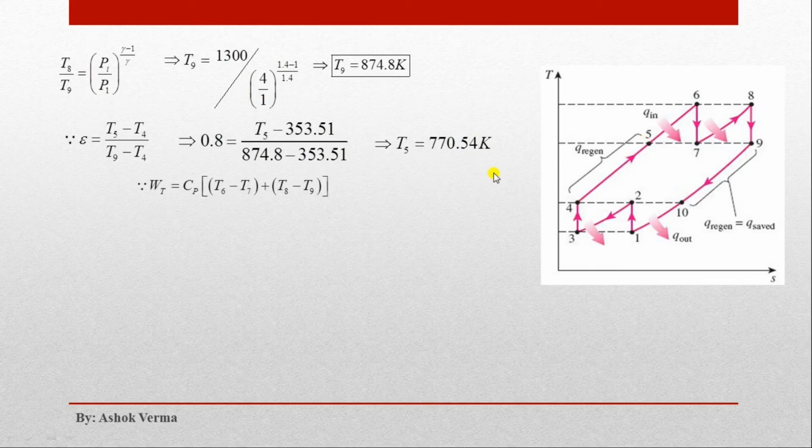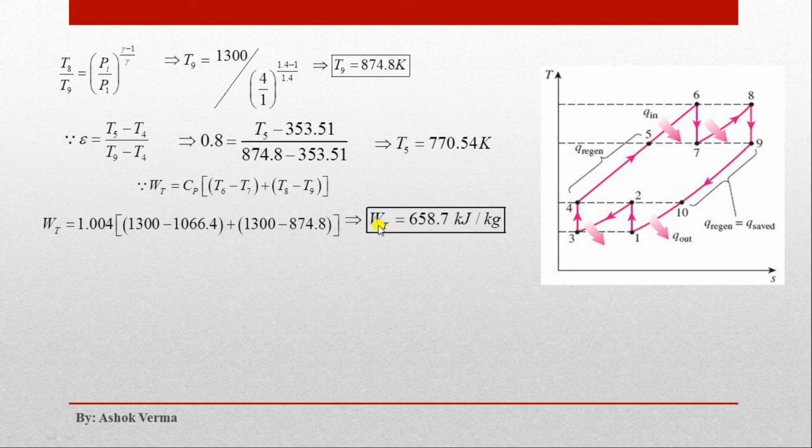Now we can calculate the work output from the turbine. Work output from turbine will be equal to Wt1 plus Wt2. Wt1 will be equal to Cp into T6 minus T7, and Wt2 will be equal to Cp into T8 minus T9. So the net work output from turbine will be equal to Cp into (T6 minus T7 plus T8 minus T9). After putting these values, you will get the net work output from turbine, which will be equal to 658.7 kilojoule per kg.